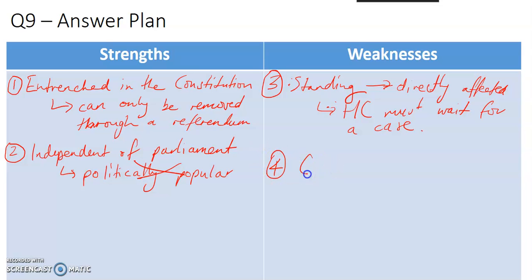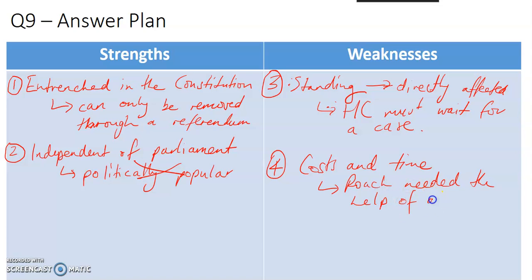Another weakness are the costs and time associated with undertaking action in the High Court. We saw with Vicky Lee Roach, Roach needed the help of the Human Rights Law Centre. We'll call that a community legal centre, which it is, and may have received an adverse costs order. So if at the end of the case she'd lost, the government in the court may have applied to have their costs paid for by Roach. So she would have been in a lot of financial stress.